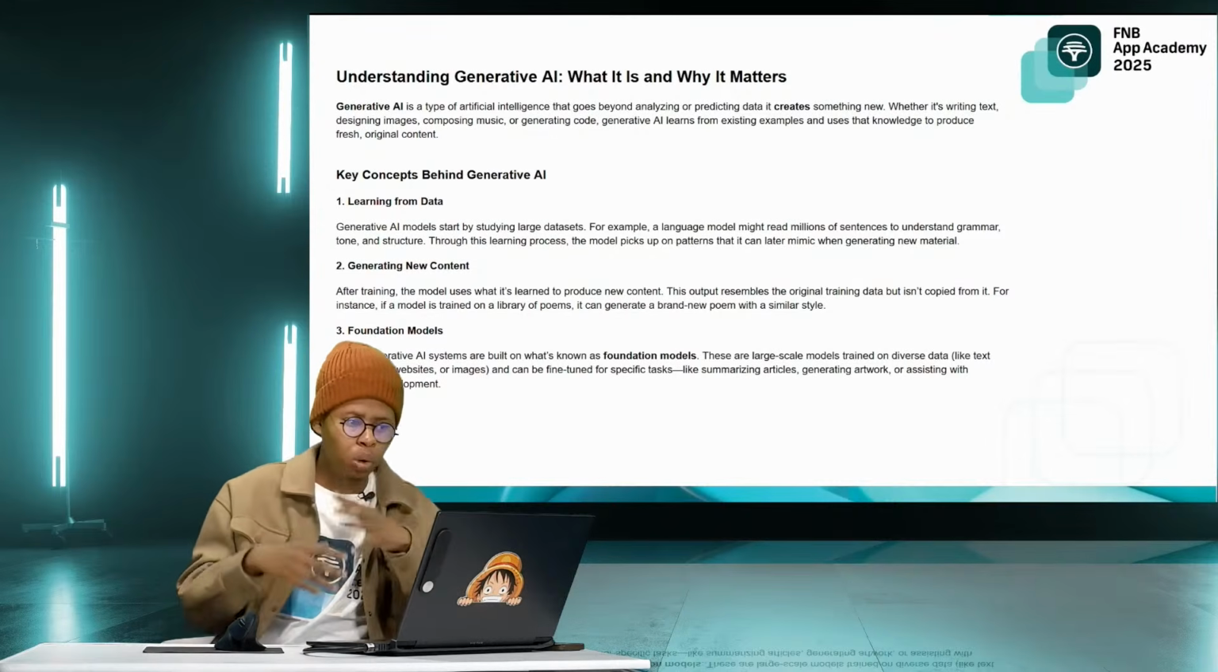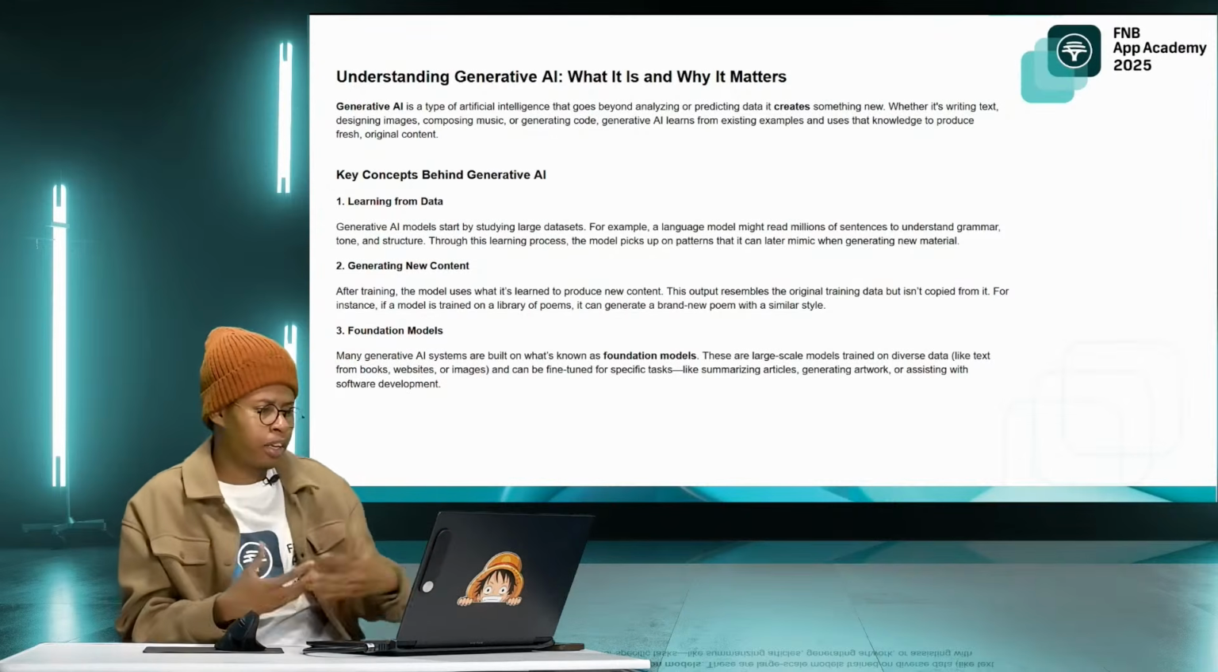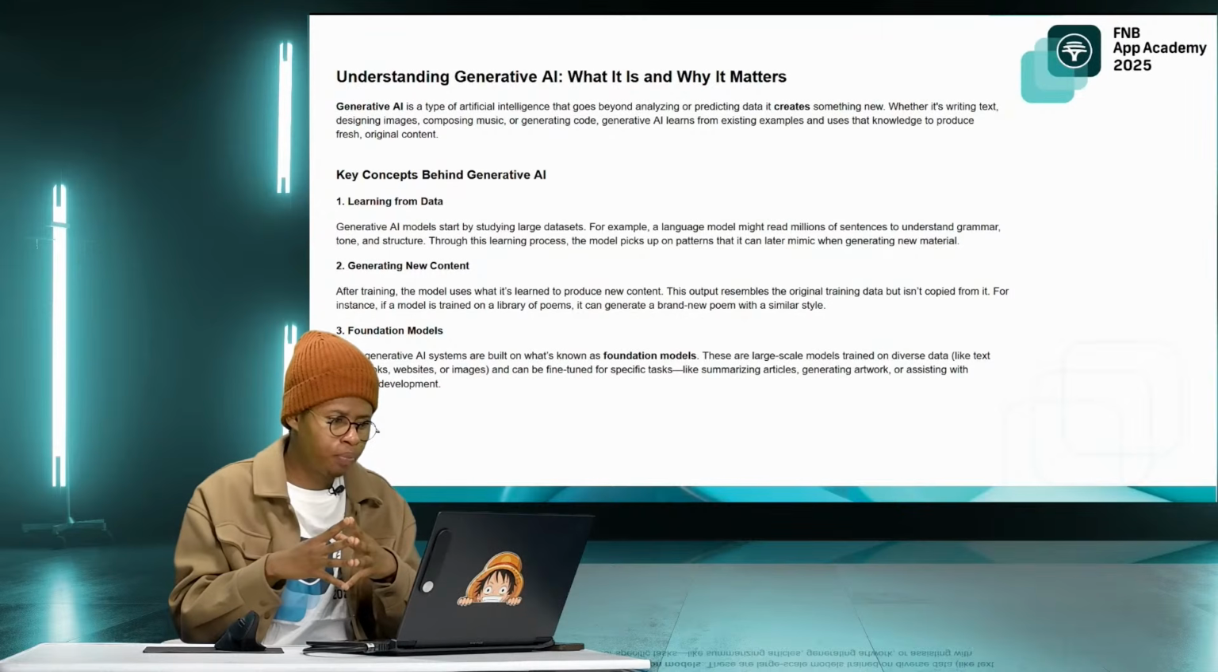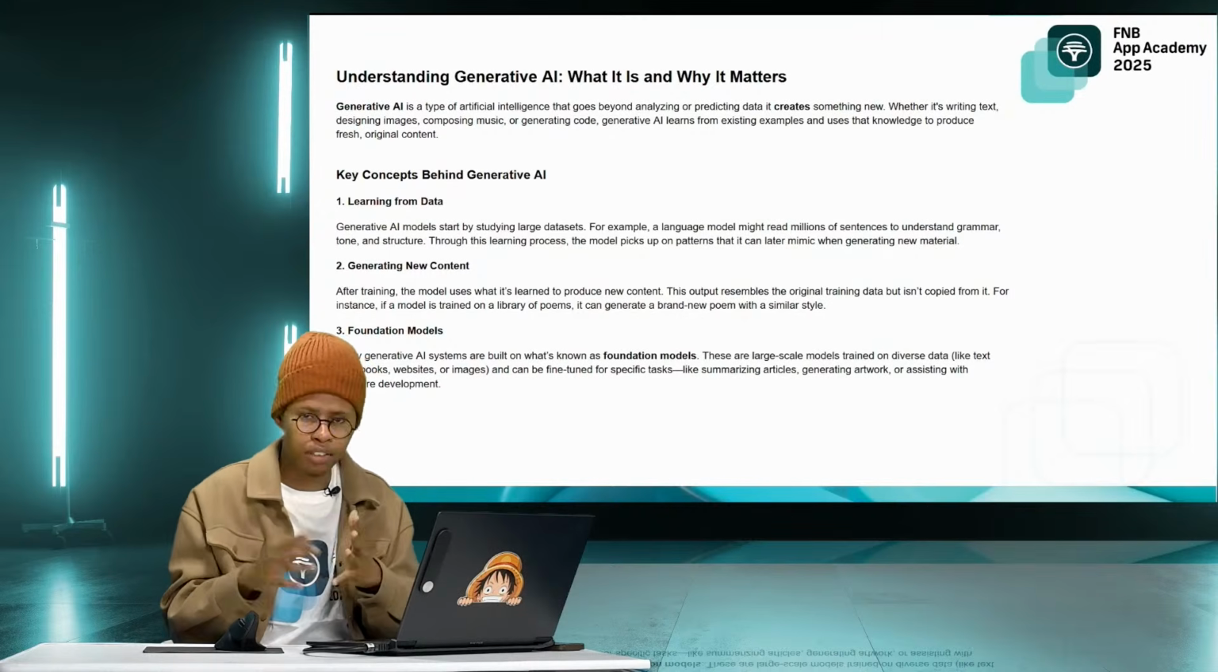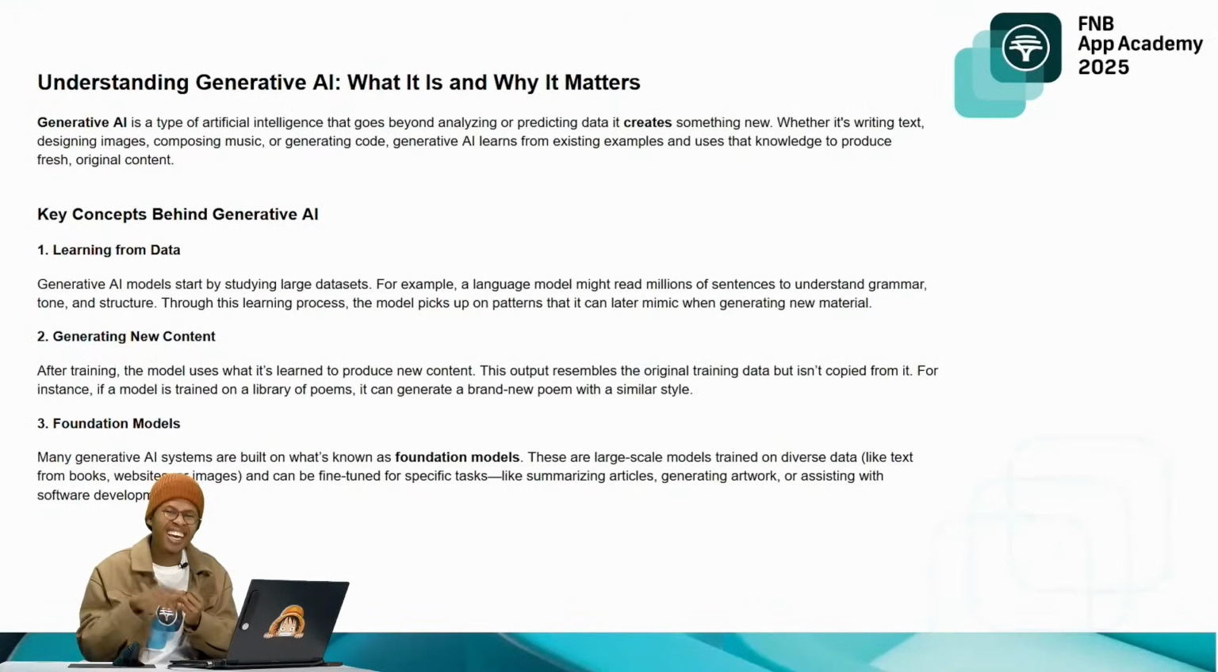Okay. So it's original. Now, the key concept behind generative AI is learning from data. It keeps learning from data as well. And it also generates new content based on what it has learned and what it's learning. And also, it fixes grammar.